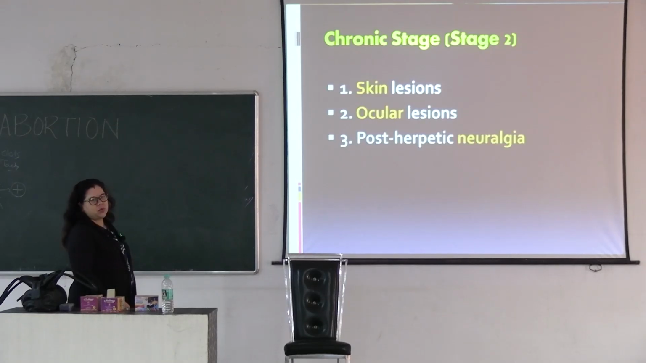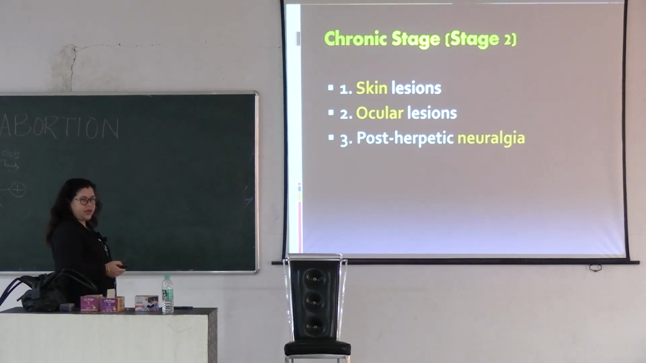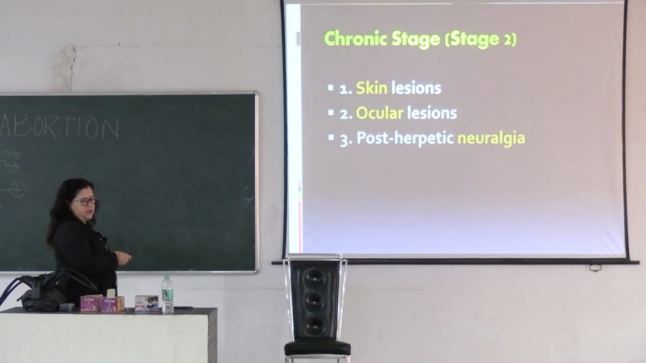Then we come to the chronic stage. That one was the acute stage, then we come to the chronic stage. In the chronic stage, there are skin lesions, ocular lesions and post-herpetic neuralgia. What is post-herpetic neuralgia? The patient has intense pain after the complications of the herpes zoster infection, that is called post-herpetic neuralgia.